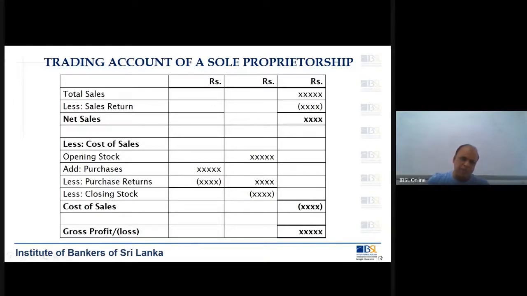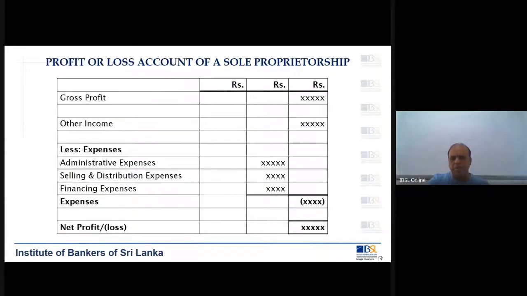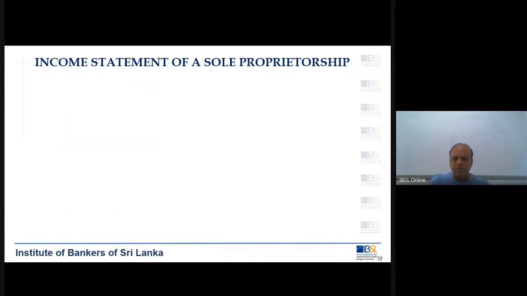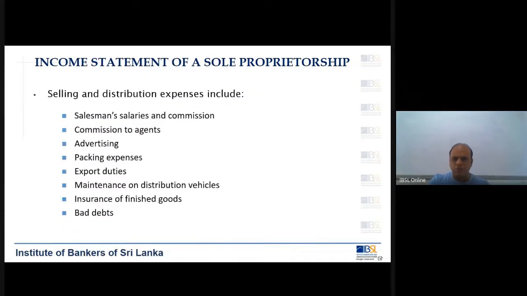In the cost of sales, there may be certain items here and there depending on the question, but this is more or less the standard format. And then we also went on to look at how you prepare the profit or loss account. Starting with the gross profit, we have the other income, and then we have the other expenses, and you reach the net profit or loss. Expenses can be categorized into three categories: administrative, selling and distribution, and financing. And I also gave some examples relating to those expense items.